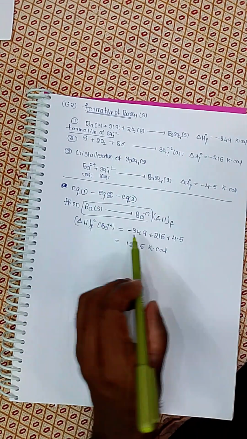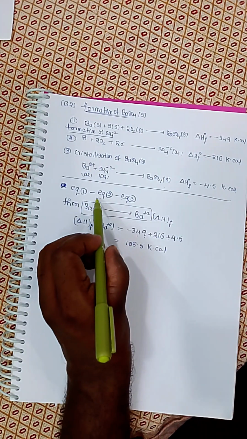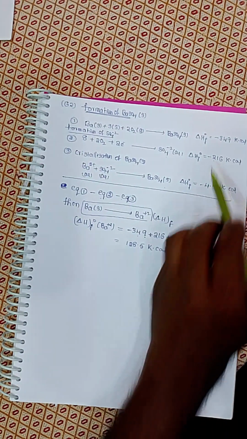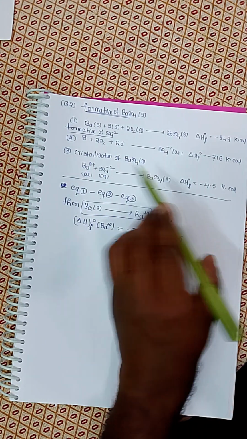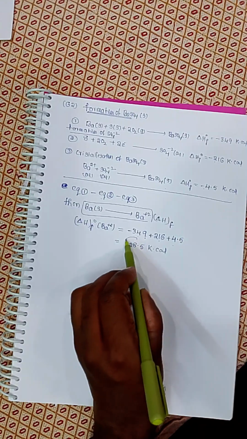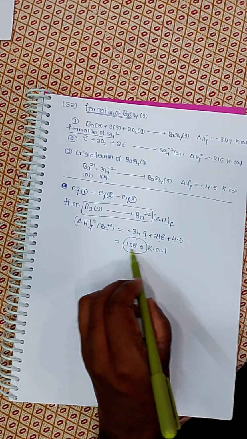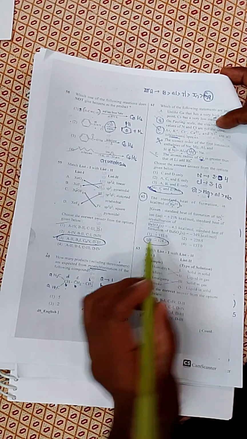So equation 1 as it is, value minus 349. Equation 2 minus means this value becomes plus 216, and equation 3 reversed, that minus becomes plus 4.5. Then we can get the answer 128.5 kilocalories. So for this question, the answer is minus 128.5 kilocalories.